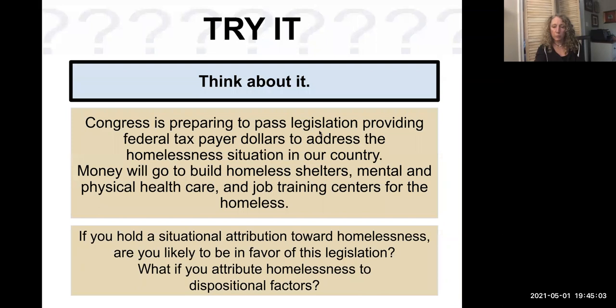Congress is preparing to pass legislation providing federal taxpayer dollars to address the homelessness situation in our country. Money will go to build homeless shelters, mental and physical health care, and job training centers for the homeless. If you hold a situational attribution toward homelessness, you're likely to be in favor of the legislation, but you are probably more likely to be against it if you tend to have more dispositional explanations for others' behavior.